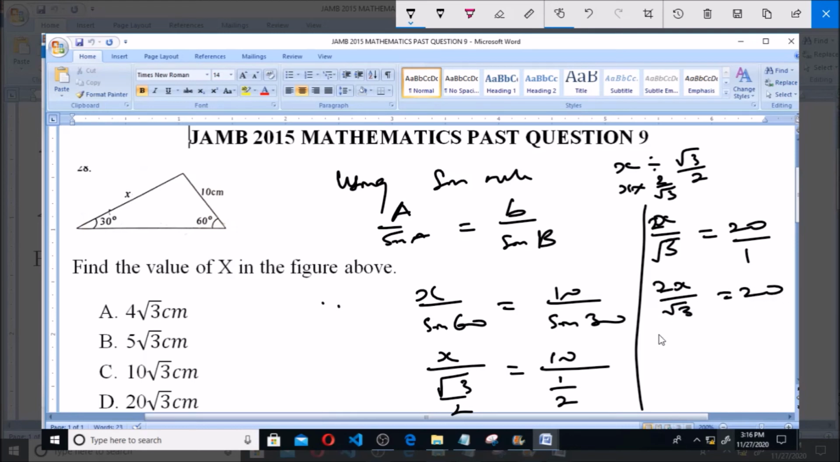So therefore 2x is equal to 20 root 3. Now x will be equal to 20 root 3 all over 2. 2 here and 2 in 20 will give us 10. So x is equal to 10 root 3 centimeter, and that is option C.